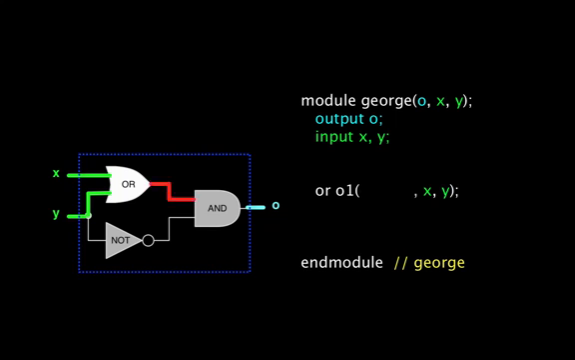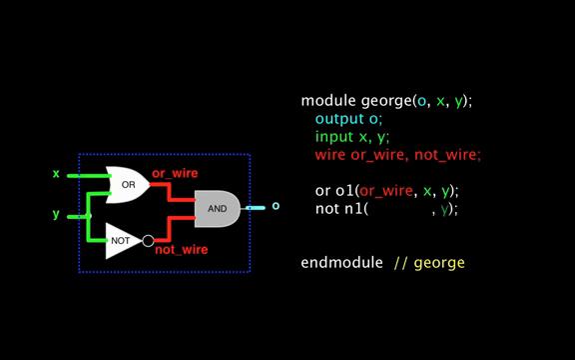But our OR gate's output connects directly to our AND gate. To handle this, we need to declare a wire. For our module, we need to declare 2 wires, which I'll call OR wire and NOT wire. Now I can connect the OR gate's output to OR wire. Similarly, I can instantiate the NOT gate and connect its input to Y and its output to NOT wire. Lastly, I can instantiate an AND gate, connect its inputs, and connect its output to the output port O.